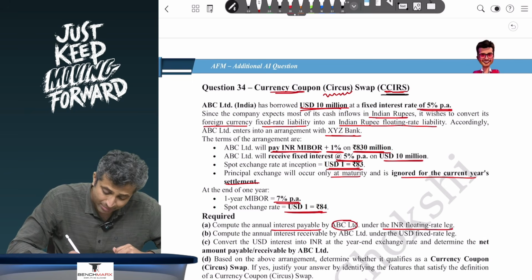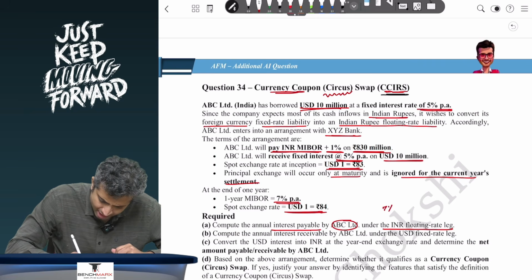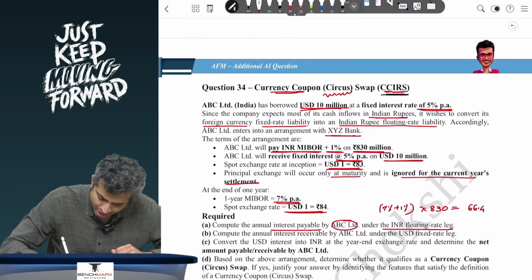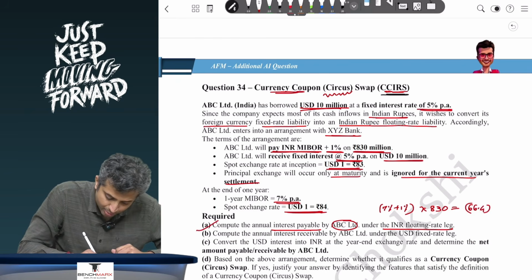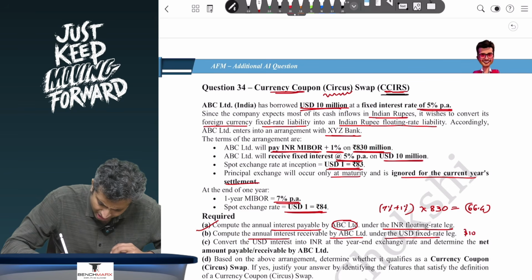So under the swap, ABC is going to pay INR floating, MIBOR plus 1%. MIBOR is 7, so 7 plus 1%, that is equal to 8%, and 8% on 830. So this is 830 into 8%, maybe 66.4 is what we are going to pay. Compute the annual interest receivable by ABC under the fixed leg. Well, this is 10 million into, I believe, 5%.